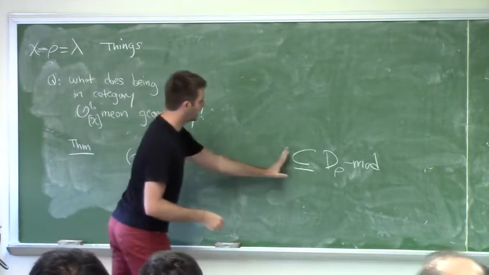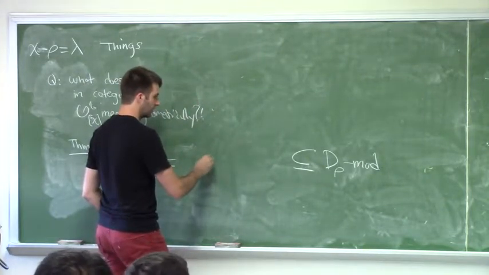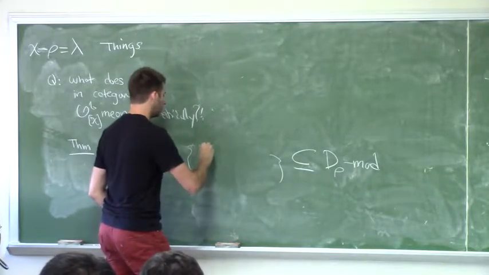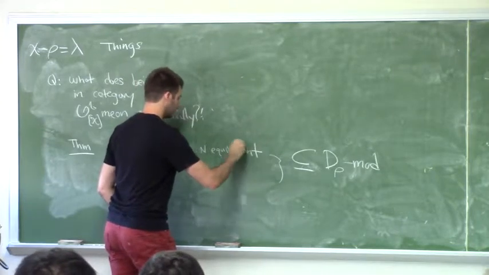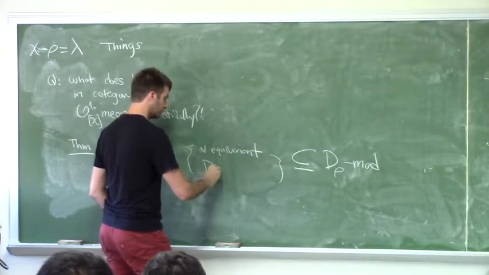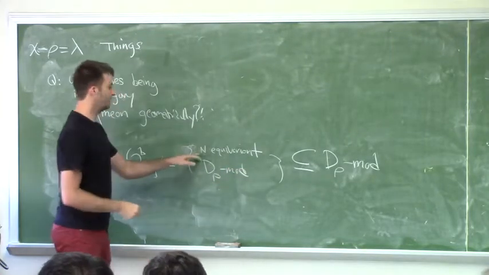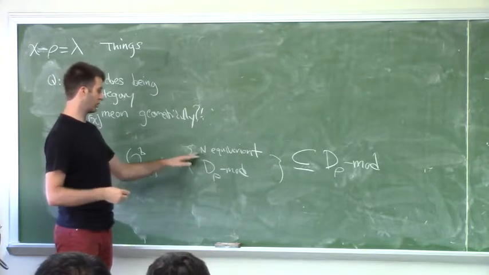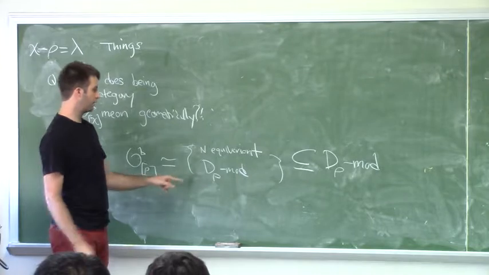And so I want to try and identify the image. And it turns out that this is going to coincide with the category of N-equivariant D-modules, where N is the unipotent radical of B, so it's the strictly upper triangular stuff. Is it just true for rho, not for any chi?